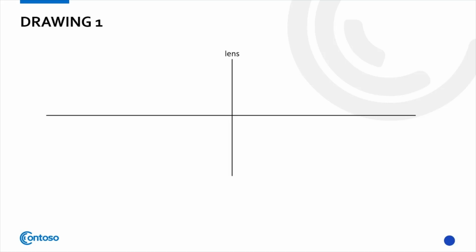Drawing number 1. First, draw a horizontal line. This horizontal line is called the primary axis. Then, draw a vertical line. This vertical line represents the center of the lens. Next, draw the position of the optical focal point for both sides of the lens. We use the scale 1 cm on the drawing represents 3 cm on the real measurement.